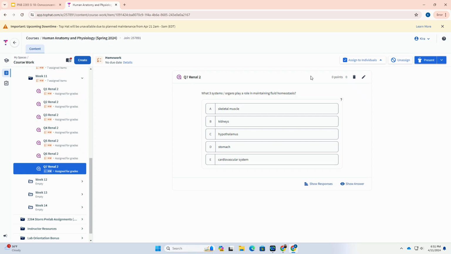What three systems or organs play a role in maintaining fluid homeostasis? I didn't talk about this also. Can you select multiple? Okay, well, I didn't know how to change the settings this time. They switched around Top Hat, but we can talk about it. Look at that, we got all three. So kidneys, hypothalamus, and cardiovascular system. Perfect.